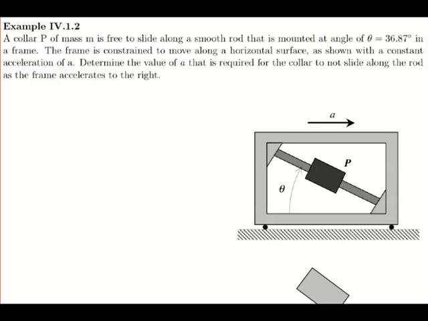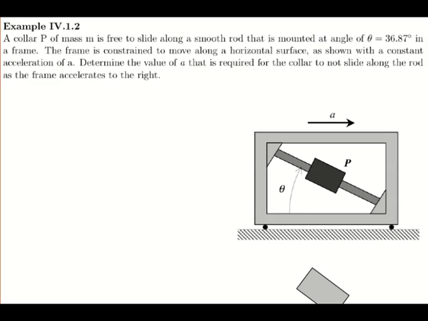In this example, we've got a collar P, which is constrained to be moving along a smooth rod, with the smooth rod built within a cart as shown. The cart is able to move along the x-axis, along a horizontal plane, and someone has grabbed onto that cart and they're pulling it to the right with an acceleration of a. And what we're asked to find is, what does that acceleration have to be in order that the collar does not slide relative to the rod?